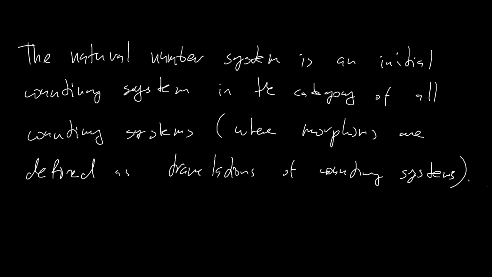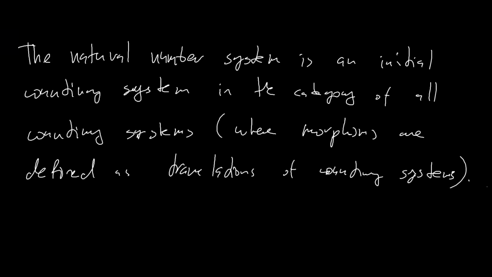What if, so I've built my category of counting systems, right? I can now define, actually the other way around is also true. So I can begin with taking an arbitrary initial object in this category, and I can prove that it will be the natural number system up to bijection, of course. How can I prove that?